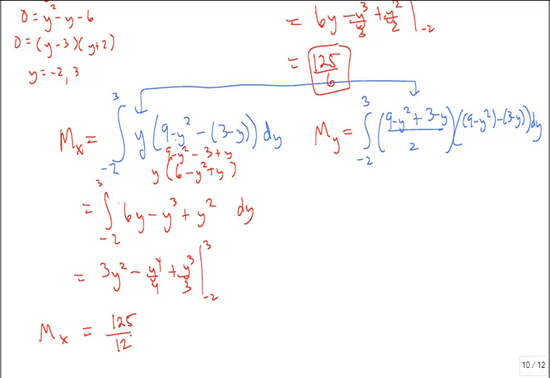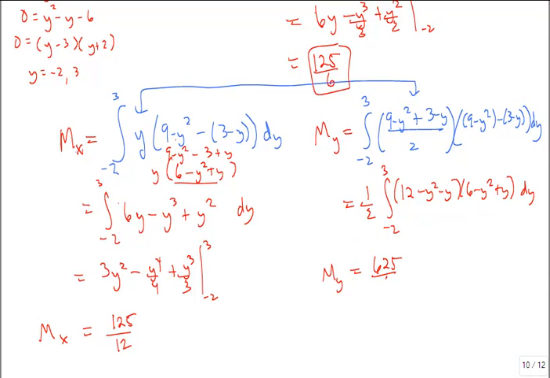125 over 12. Then if we go ahead and clean up this integral for the moment about y, this is going to be again that 1/2 that could get pulled out from -2 to 3. 9 plus 3 is 12 minus y squared minus y. And then inside of here, that's going to simplify to that 6 minus y squared plus y. And that one is too tedious for me to FOIL out and clean it up and integrate. So you can use your calculator for that. And when you do that on your calculator, you get 625 over 6.